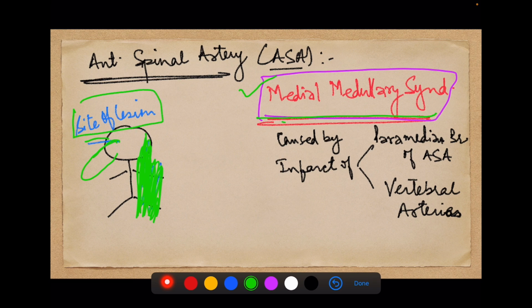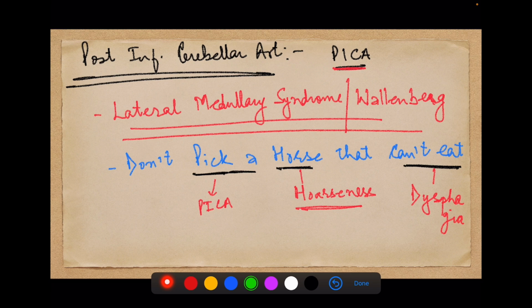That is the medial medullary syndrome. It is caused by the infarct of paramedian branches of the anterior spinal artery. Some of the cases might have vertebral artery involvement. Okay. Now coming to the second most important one, the posterior inferior cerebellar artery.